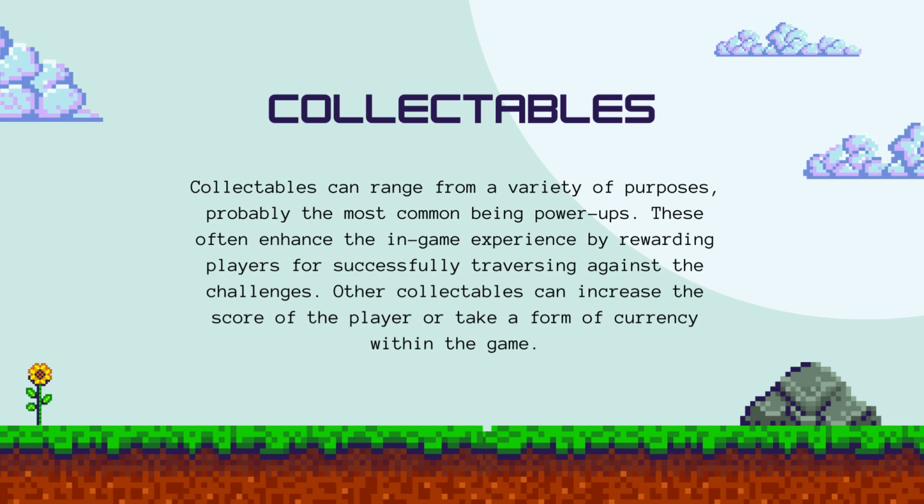Now onto collectibles. Collectibles can range from a variety of purposes, probably the most common being power-ups. These often enhance the in-game experience by rewarding players for successfully traversing against the challenges. Other collectibles can increase the score of the player or take a form of currency within the game. Using the previous example like Mario, there are certain power-ups with unique mechanics, like the fire flower, the star, or the mushroom, and their form of currency or increasing of the score are the coins.